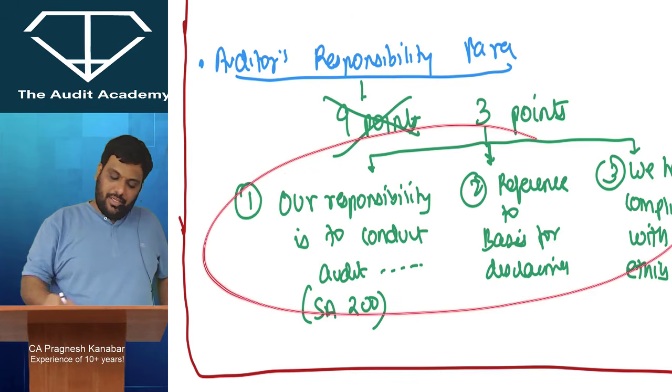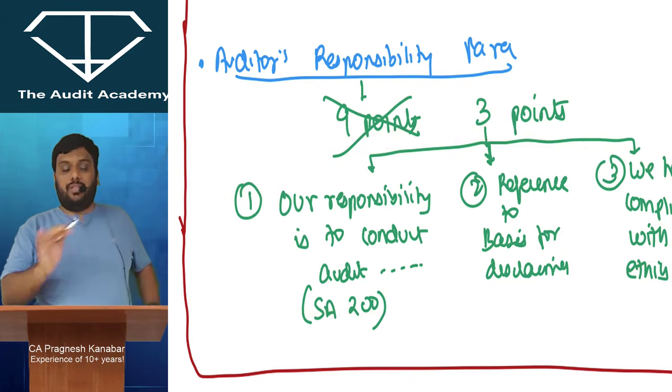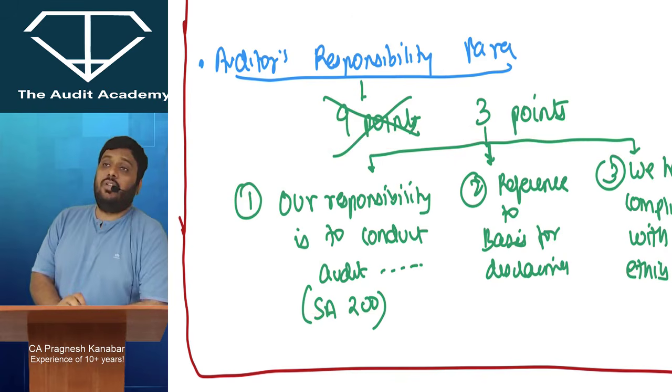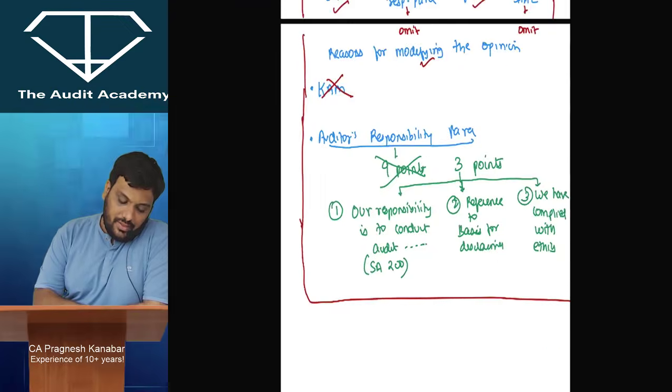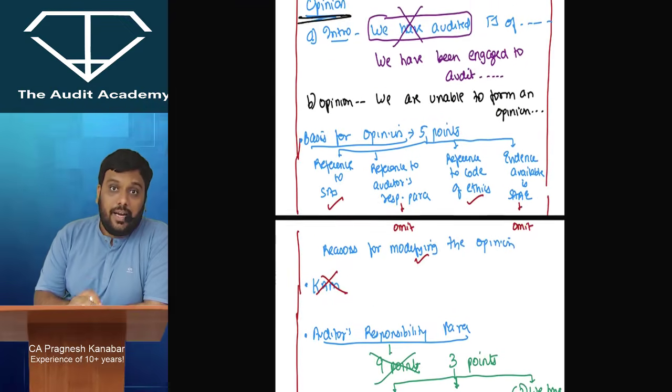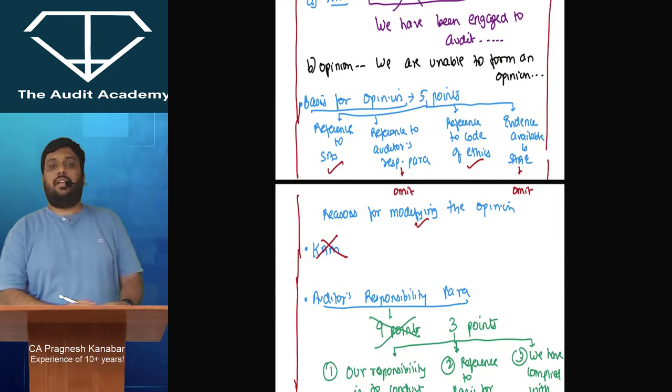So these 3 points will be included in audit responsibility, and the entire set of 9 points will be substituted by these 3 points only. So when you are giving a disclaimer of an opinion in auditor's responsibility paragraph, you will have only these 3 points. All right. So that marks the end of the discussion of SA 700 to SA 706.